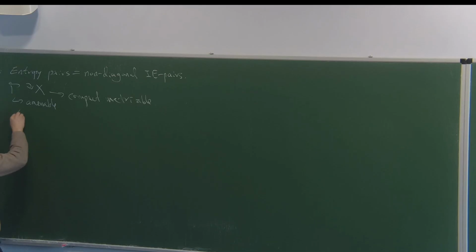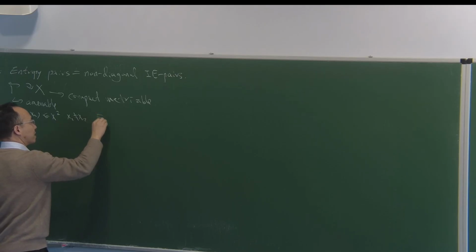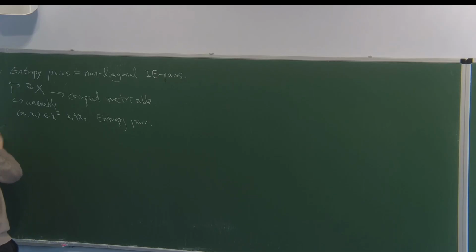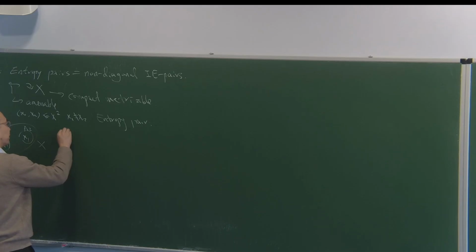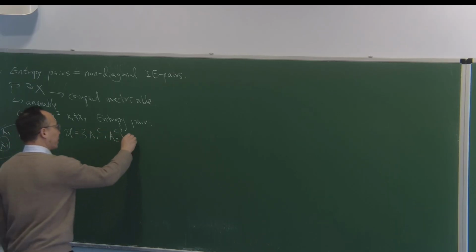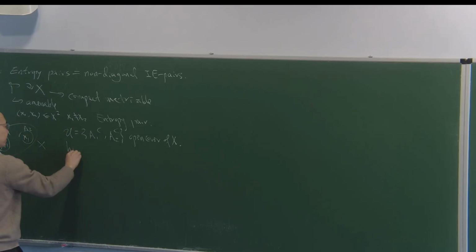An entropy pair simply means that if you take any closed neighborhoods of these points so that they are disjoint, then the complement of these guys is an open cover of X. The entropy pair simply means that this always has positive topological entropy.